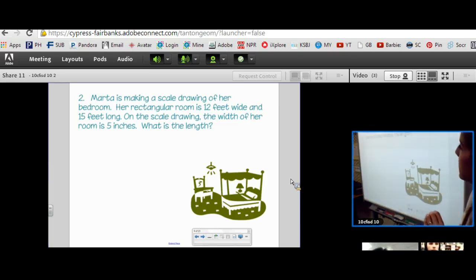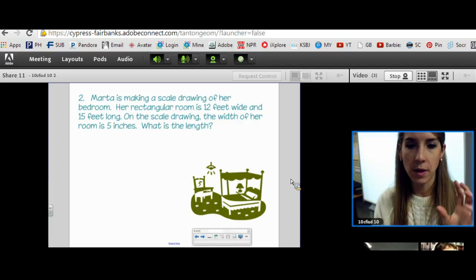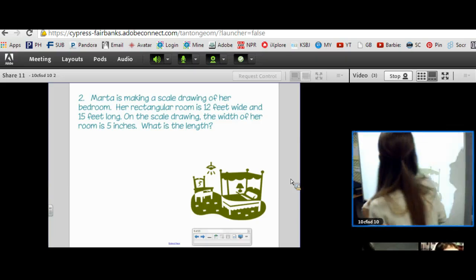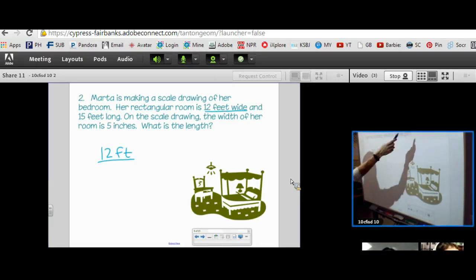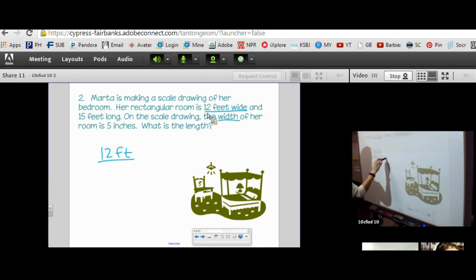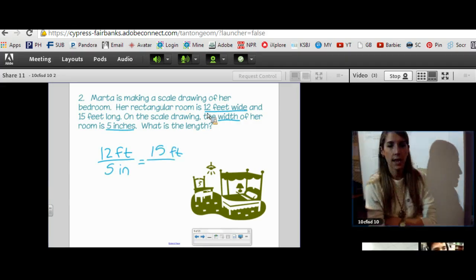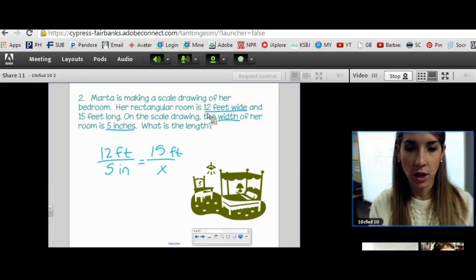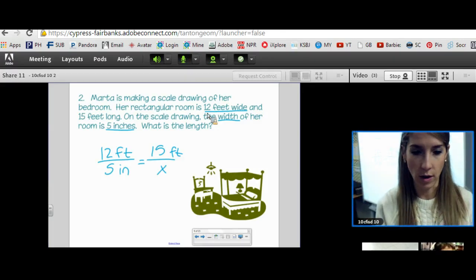So if we're going to do like we did last time, we want to keep width over width equals length over length. We want to keep the types together. So 12 feet wide, and the width is 5 inches. So I'm going to put 12 feet is to 5 inches as 15 feet is to I don't know how many inches. So same thing as last time. Make sure you keep your feet. Make sure if one of them is in the numerator, the other one's in the numerator.